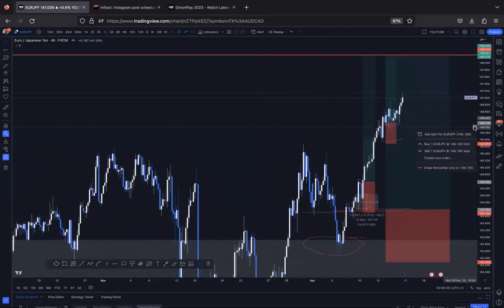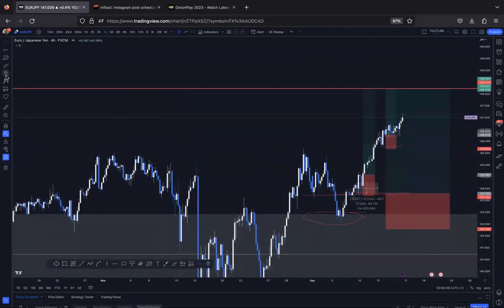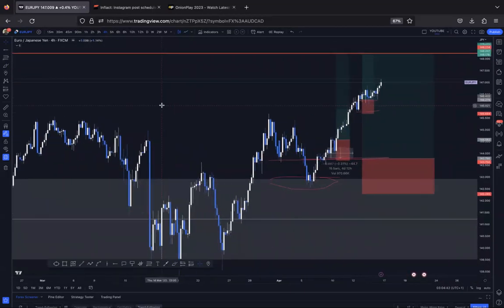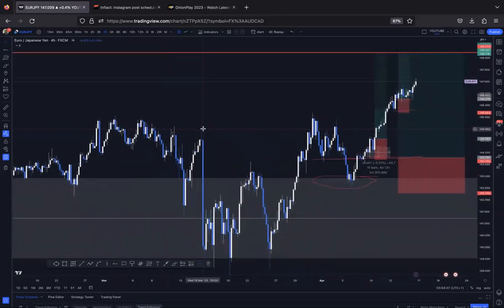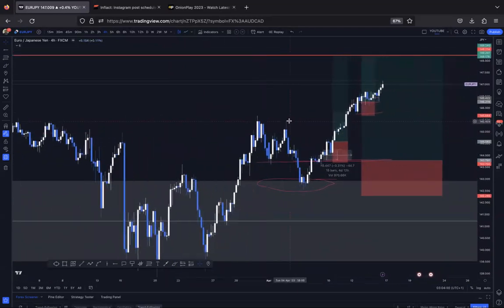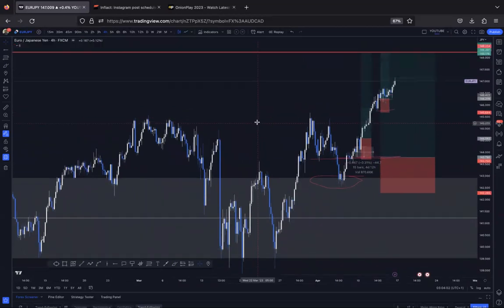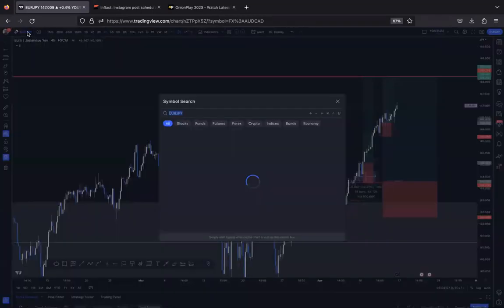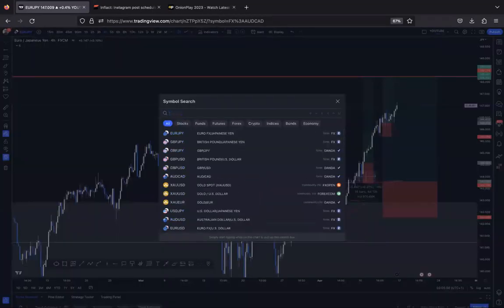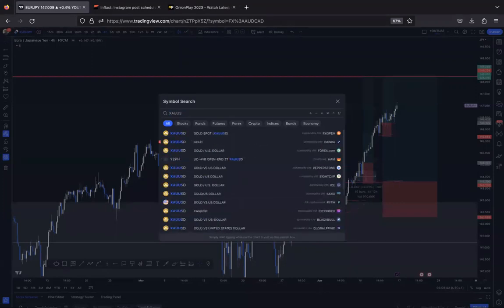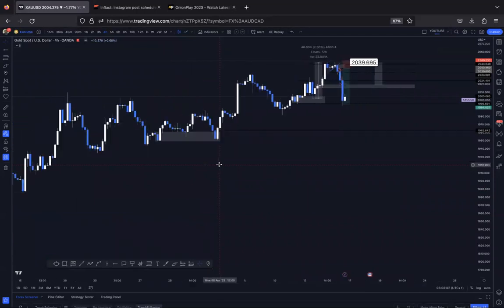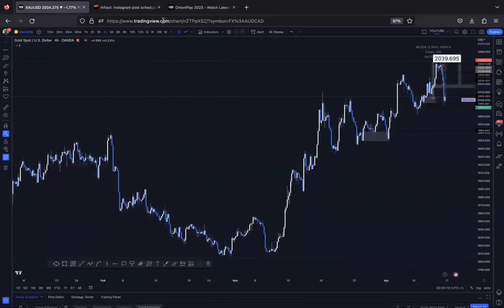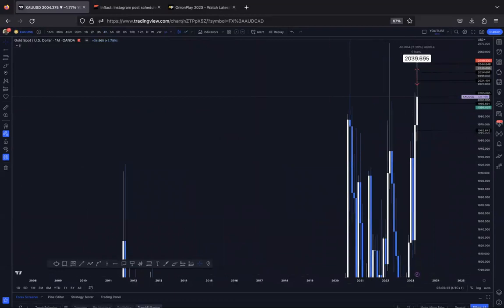Very, very important. We are not drawing anything. At this point, we are only looking at demand and supply. We are not drawing trend lines or doing anything else. We're only using exclusively demand and supply. So let's take another pair. Let's look at something like gold, XAUUSD. So let's look at the monthly time frame from gold.